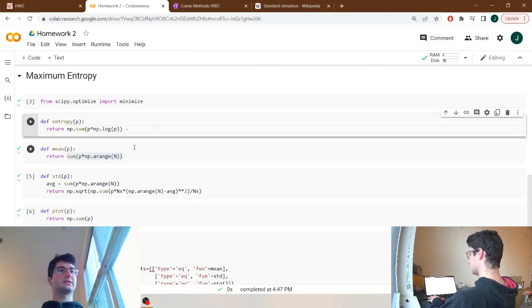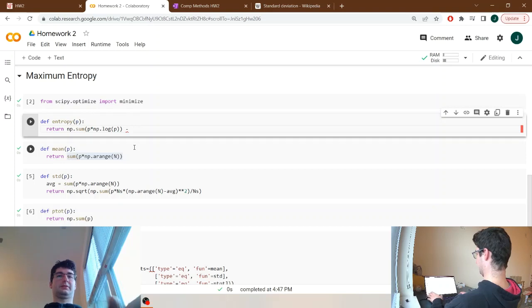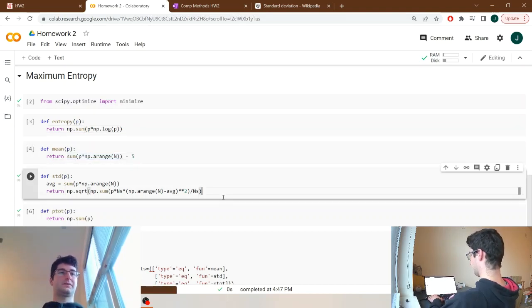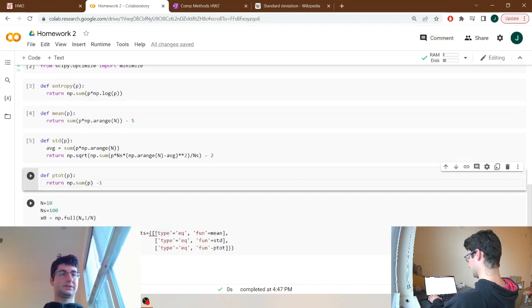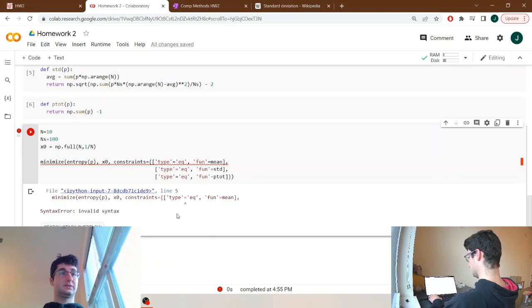Okay. So let's just say, if we're using our same example of the 10 grades spread over, that means we probably want, not this one, that one's fine the way it is. We probably want our average to be around 5. Probably want our standard deviation around 2. And this should equal 1. Okay, so we got those. Run this. Not happy.